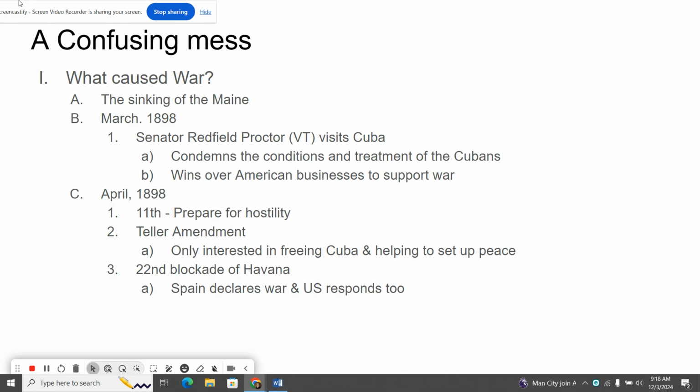In March, there is a Senate committee sent to investigate and inspect the conditions in Cuba. The committee is headed by a Vermont senator named Redfield Proctor. And his visit is really to see how accurate the accounts that the Americans are getting in the newspapers are about what really is going on.